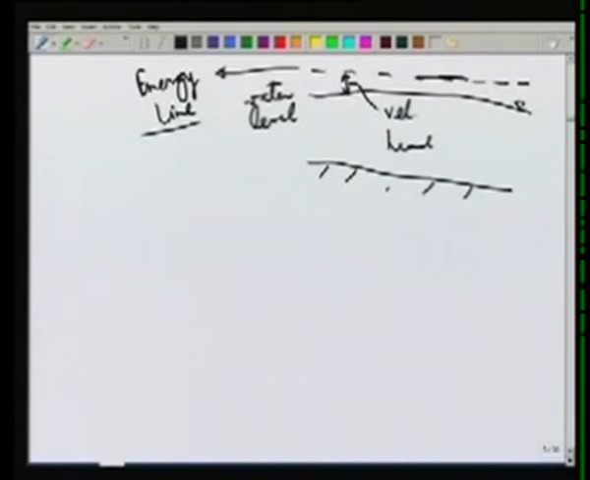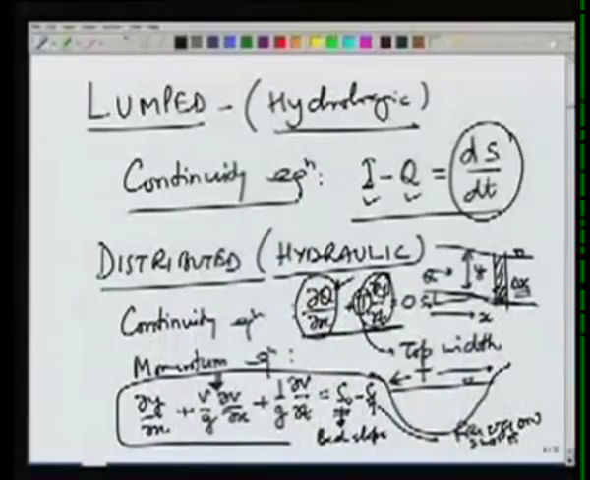So the slope of this line at any point is denoted by SF, and typically this value of SF is obtained from using equations like Manning's equation or Chezy's equation for open channel flow. So in this equation, S naught, the bed slope, is obtained from the geometry of the channel, SF is obtained from Manning's or Chezy's equation, and then we can solve these two equations together to obtain the value of discharge at all values of x and at different times.